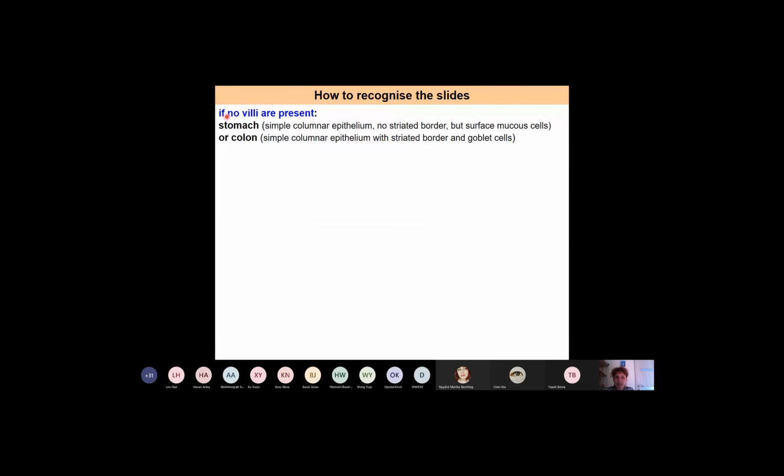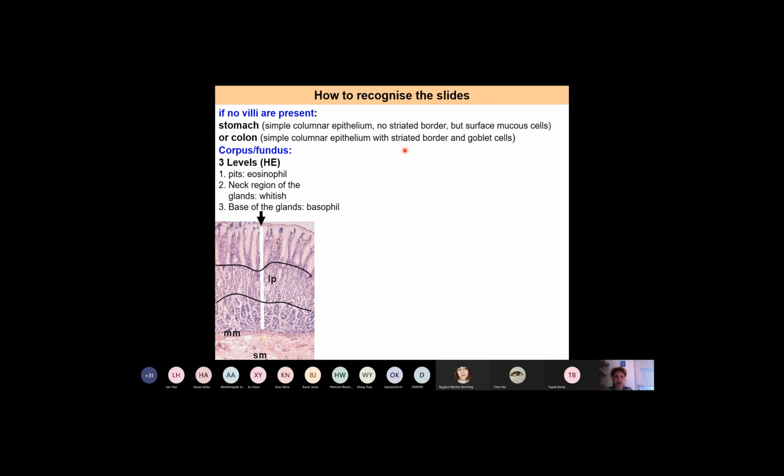If you do not see any villi, then you have either the stomach or the colon. You have to check the epithelium because this is not the same. In the stomach, you will have simple columnar epithelium without microvilli, but this will be a secretory epithelial surface made by surface mucous cells. And in the colon, you have the simple columnar epithelium with striated border and with lots of goblet cells. Yes. If you are unsure, you can check the glands again.